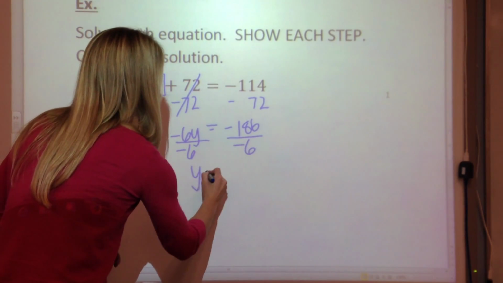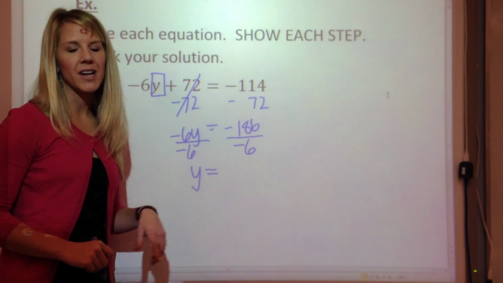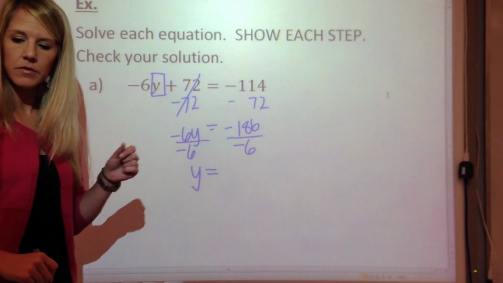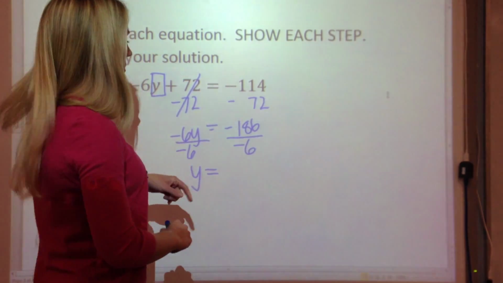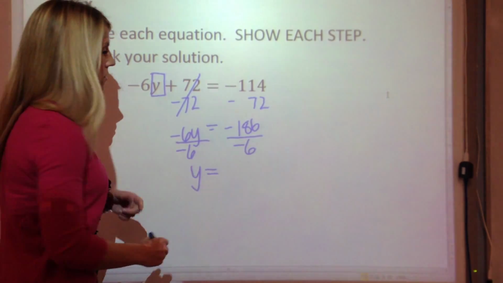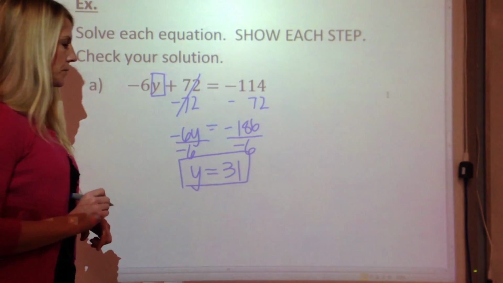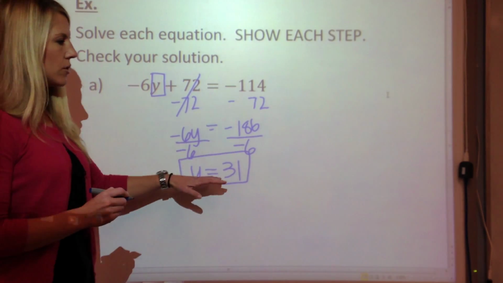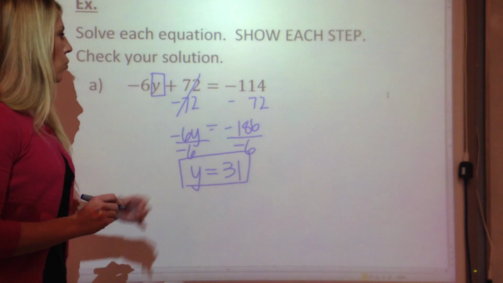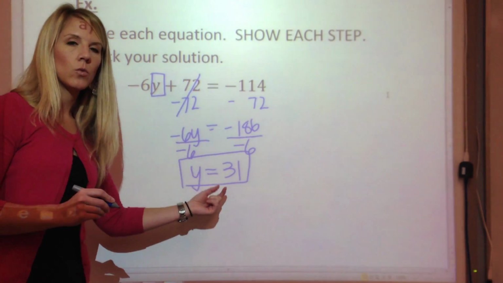So I get y equals, we know a negative divided by a negative is always positive. And what do we get? Pick up your calculators. We should get 31. So what's the value? What's the solution? What makes this equation true is when y is 31.